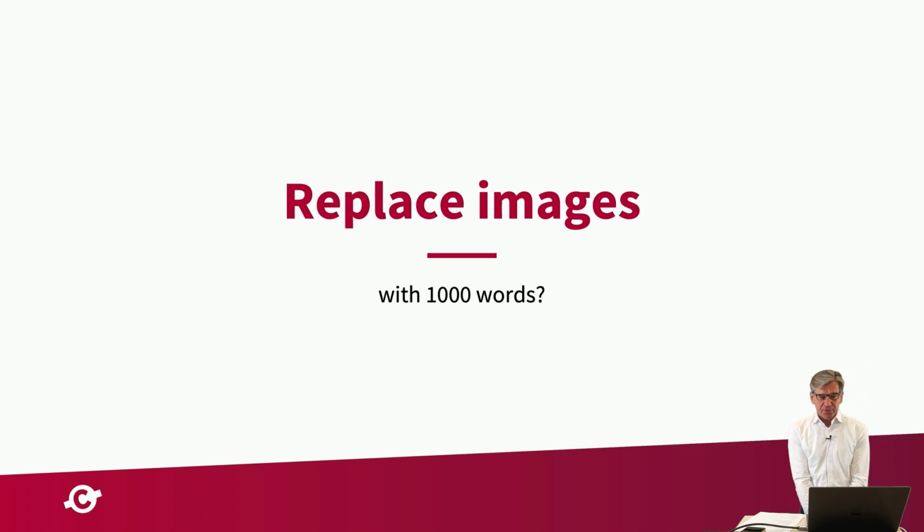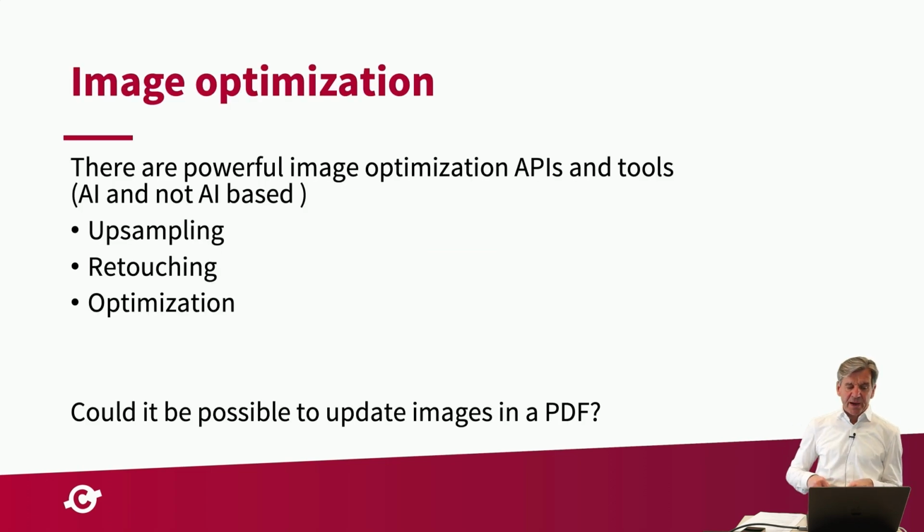So now a feature that also does something with images in PDF files. That allows you to replace images. So, background. There are powerful solutions today: image upsampling, retouching, optimization tools. Many tools are around, AI-based, not AI-based, that allow you to optimize images. And then, of course, some of these tools can also work with PDF files, optimizing or changing the images inside of a PDF file, but not all of them.